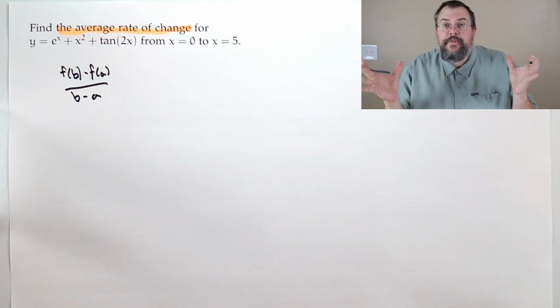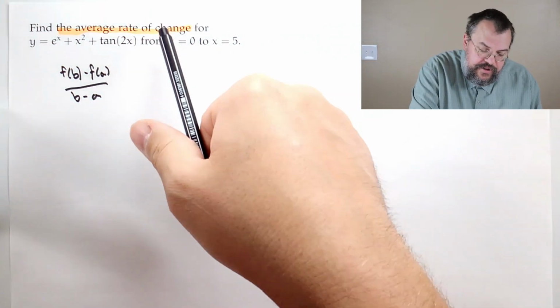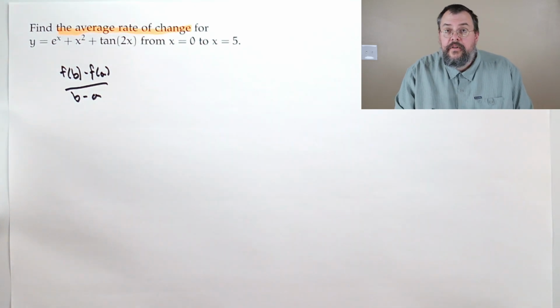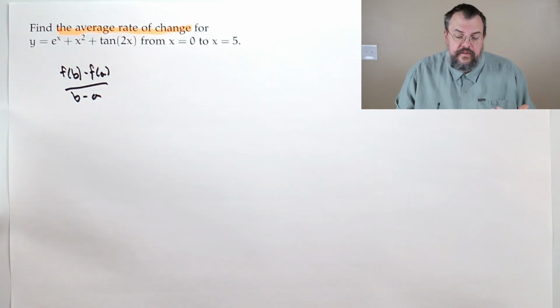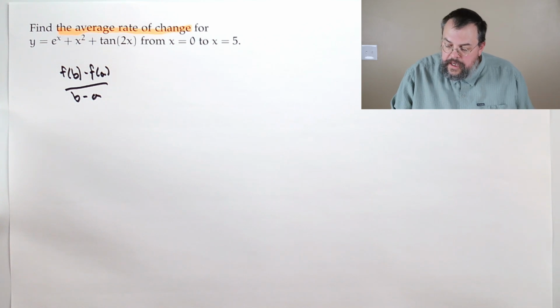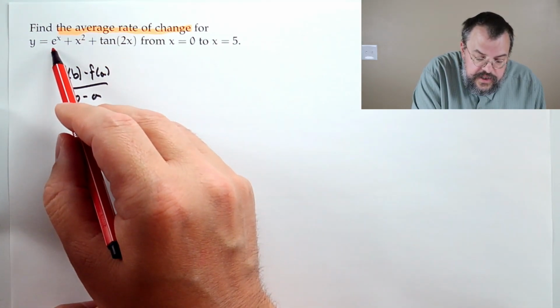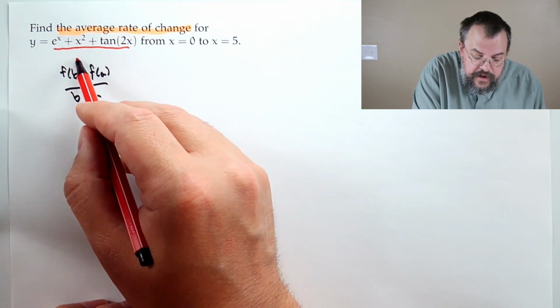So we memorize certain things, like average rate of change is change in output over change in input. So now we just have to say, well, what are our pieces? In other words, what are our a, our b, and our function? Well, okay, here's our function. That's easy enough. This is our f of x.